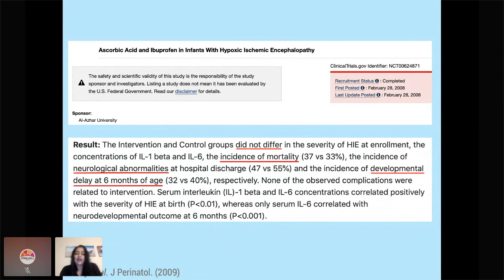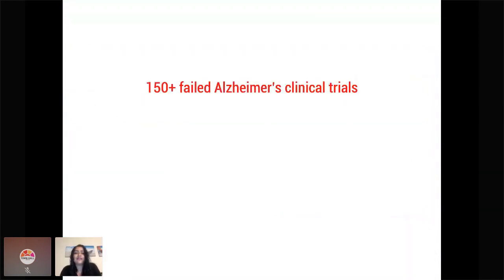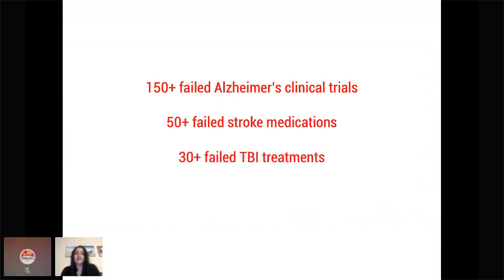And actually, it's not surprising that this medication approach didn't work. If we expand our view to all brain diseases, there are quite a few examples that demonstrate how hard it's been to develop drugs that can effectively treat the brain. For example, in the past 50 years, there have been more than 150 failed clinical trials for Alzheimer's disease. There have been more than 50 failed medications for stroke, more than 30 failed treatments for traumatic brain injury, and more than 15 failed drugs for epilepsy. So really, the issue that I'm studying, which is treating babies with birth asphyxia, it's just a window into a larger problem of getting any medication to be effective in the brain.